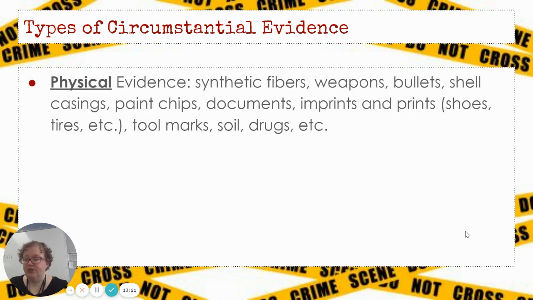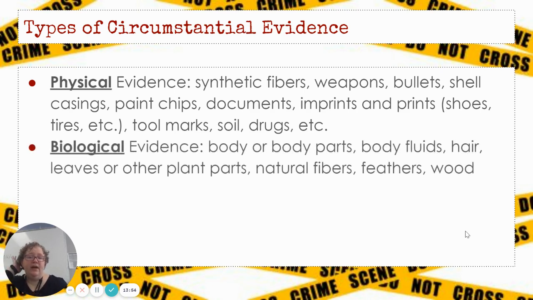So when we talk about circumstantial evidence, that's really what we're going to focus on in class, the types of circumstantial evidence. We can categorize that into a couple different categories as well. So physical evidence, these are things that are not living, not organic materials. So physical evidence would be things like synthetic fibers, weapons, bullets, shell casings, paint chips, documents, imprints, and prints, meaning like shoes or tires left in the mud, for example. Any tool marks, soil, drugs, all of that is considered physical evidence.